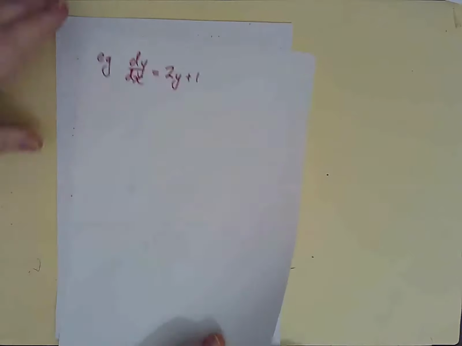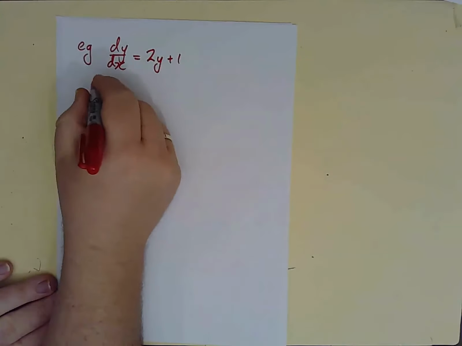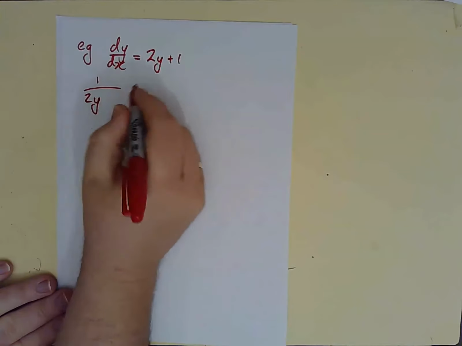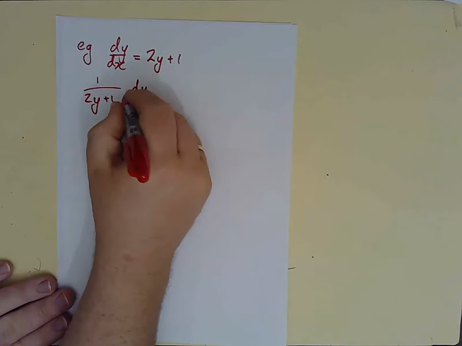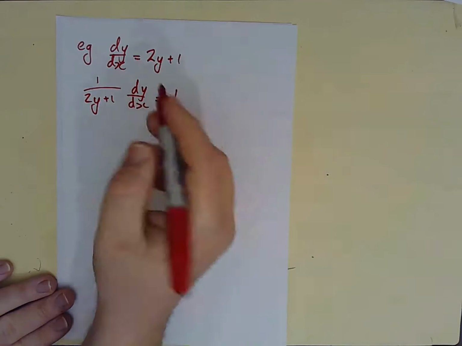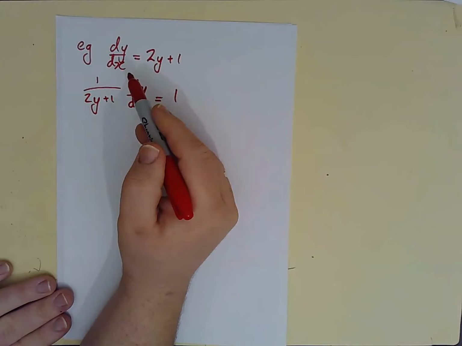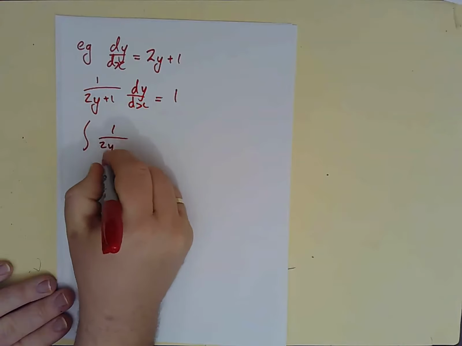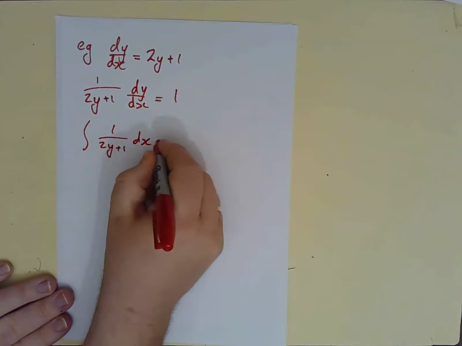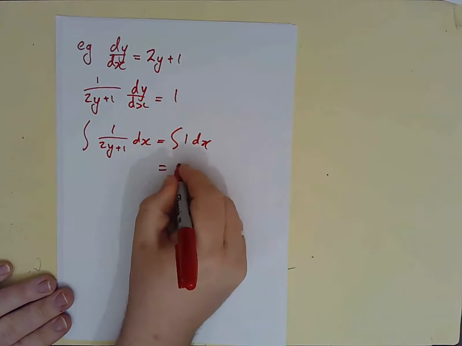So let's look at a slightly more difficult one. So here, again, I want to move this across this side, and so I'm going to have 1 over 2y plus 1 dy/dx equals 1. You always want to divide by this. You do not want to minus it off. That's going to cause you problems. So the integral of 1 over 2y plus 1 dy is the integral of 1 dx, just x.